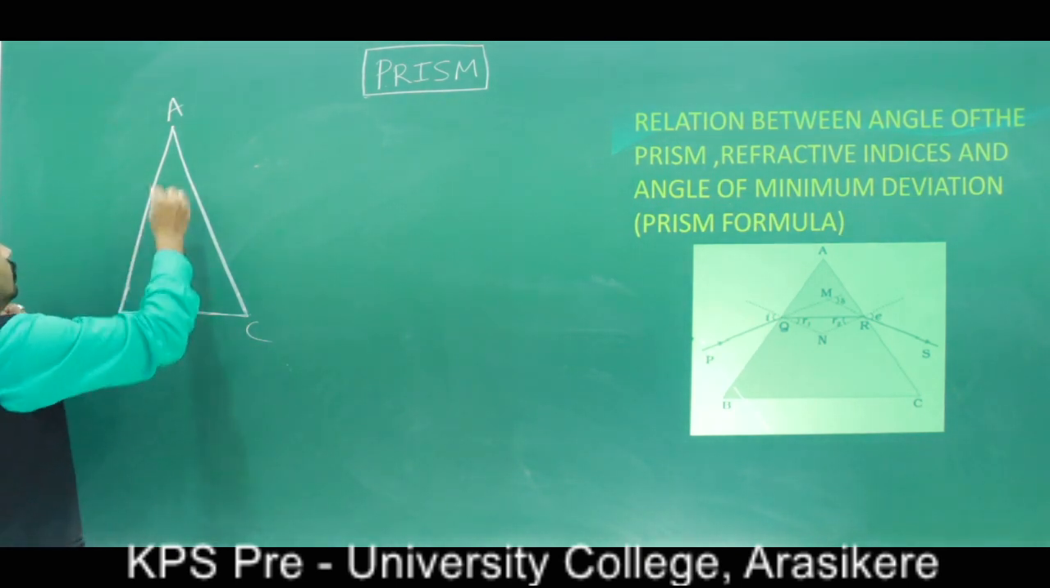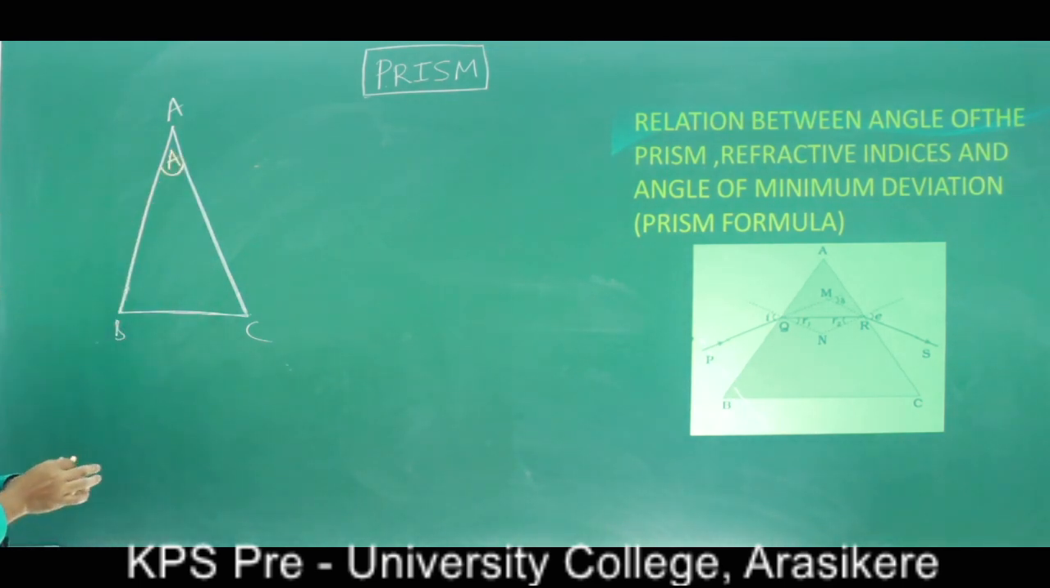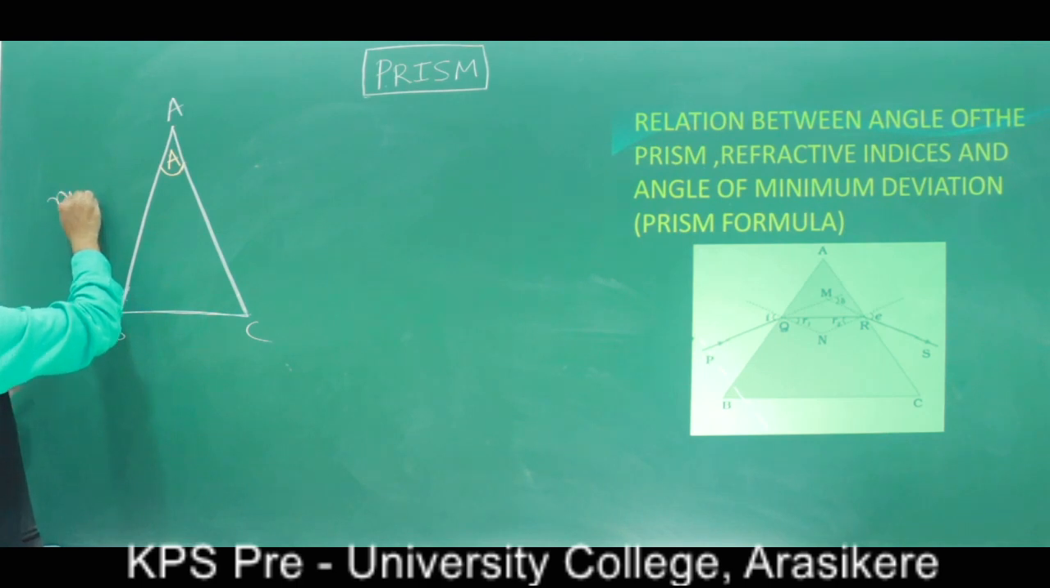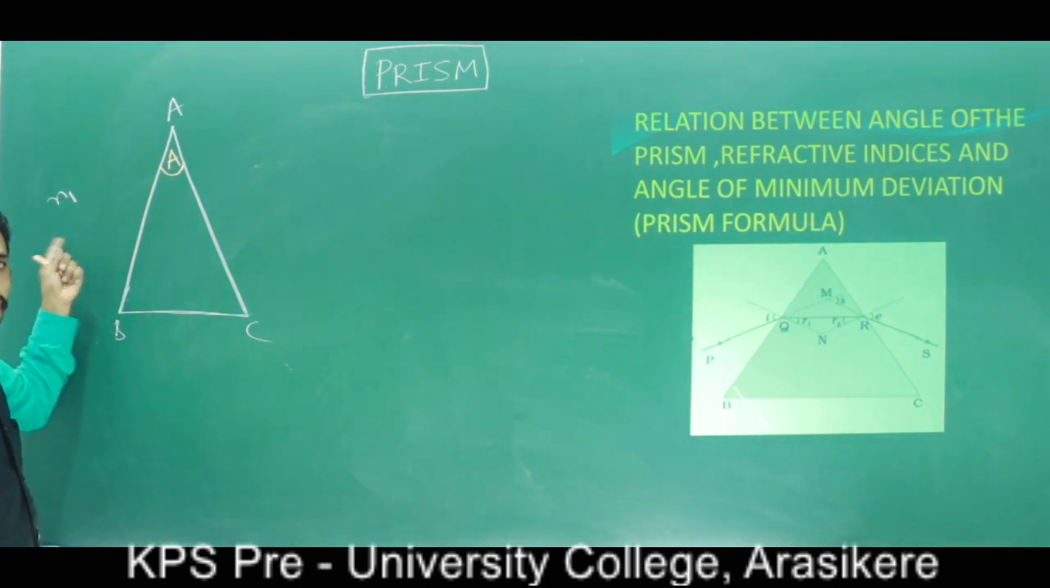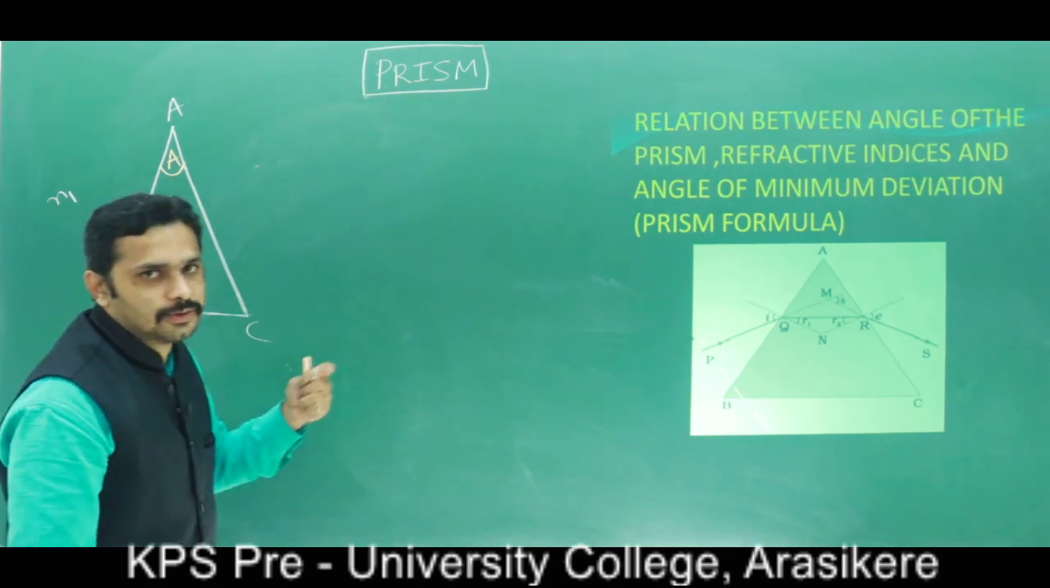For every prism, what is there? A. What is A? The angle of the prism. N1. What is N1? The refractive index of the surrounding medium. This is N2. What is N2? The refractive index of the prism.